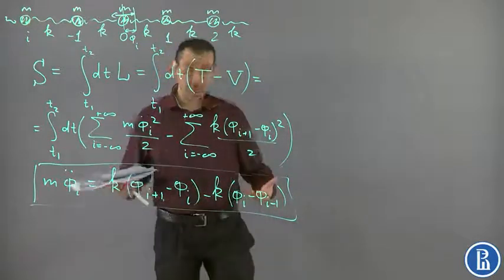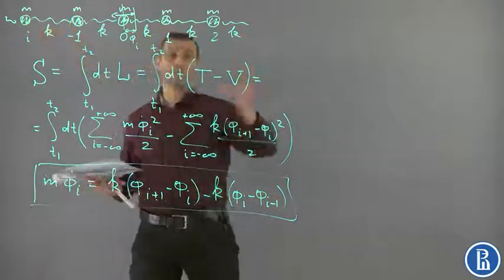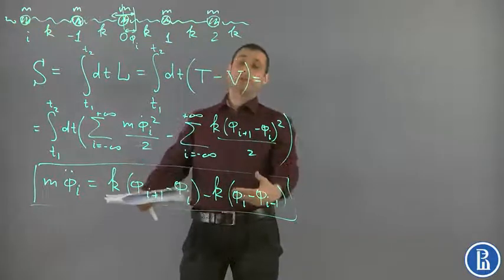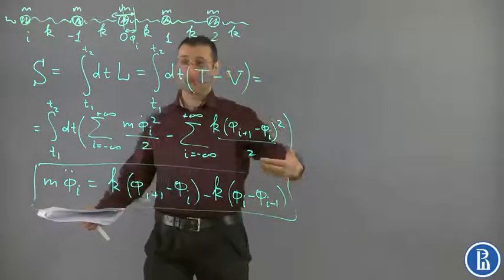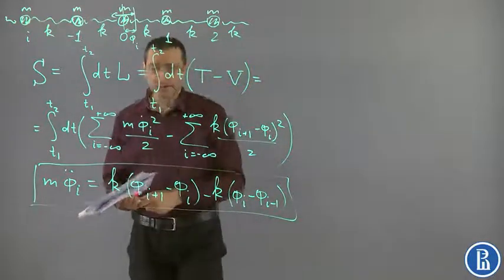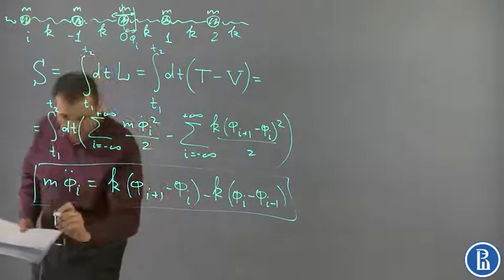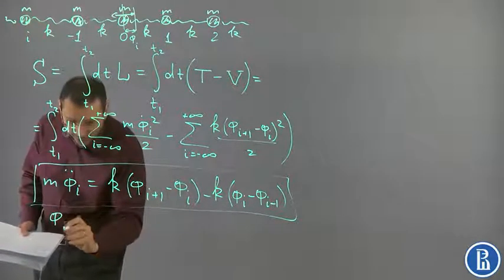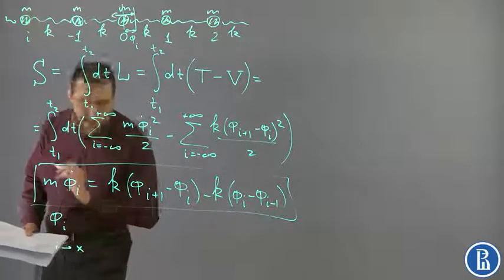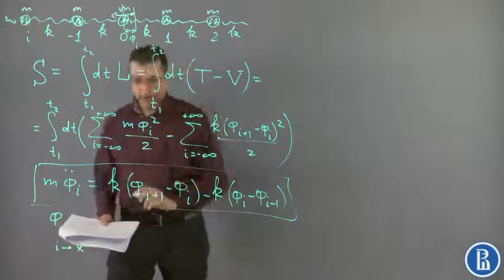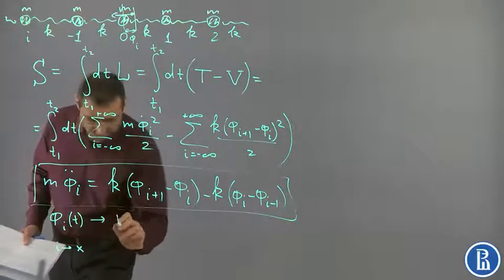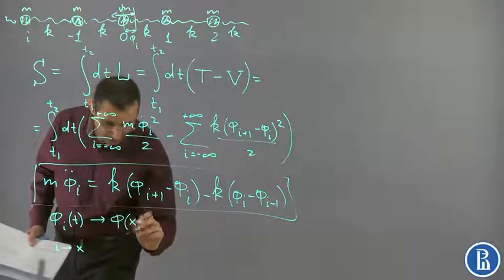On the other hand, this is just some analog of a crystal, a one-dimensional crystal. And if we look very far at the crystal, it looks completely homogeneous. So we want to discuss this homogeneous situation. What does it mean mathematically? Mathematically, it means that this index I becomes continuous. So it becomes some continuous coordinate x. What does it mean? It means that phi I of t becomes some field phi(x, t).